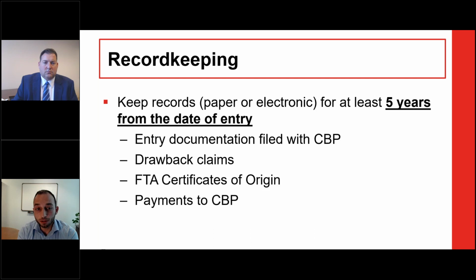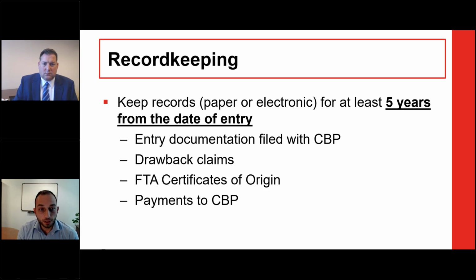And I mean, the typical records that are retained by the importers are the entry documentations filed with CBP and any drawback claims or any FTA certificates of origin for products that you avail the benefits of the FTA, and any payments made to CBP in connection with your imports.